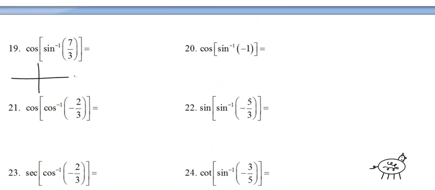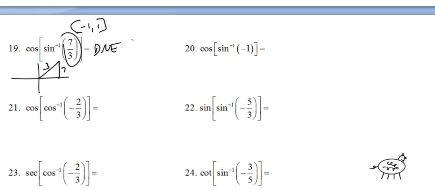Make a quick sketch. 7/3, so we're in this quadrant here, and it's y over r, so 7 and 3. Oh! Can't do that, right? That's impossible. Remember, this needs to be between negative 1 and 1, and it's not. You can even look at the triangle. You can't have an r less than one of the legs. So this one does not exist. And it's not really no solution, because no solution means I'm solving for something, and I'm not solving for anything. I'm trying to simplify. I'm trying to evaluate.